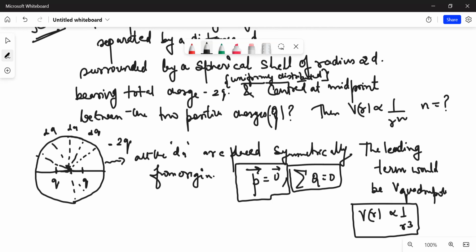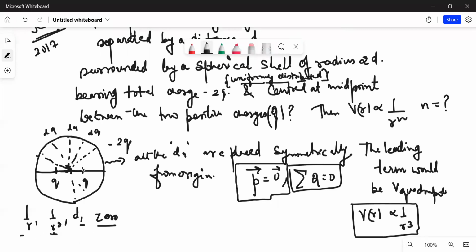Let me check once more. I think 2017, if you see the options, the options were 1 upon R, 1 upon R cube, D, and 0. So if the options are not suggesting 1 upon R to the power 4 dependence, then you should not go beyond it. So basically what they wanted you to check was just that your total P vector is 0 and total charge is 0. So the leading term would be given by V quadrupole. Is that clear or not clear? Yes, sir.